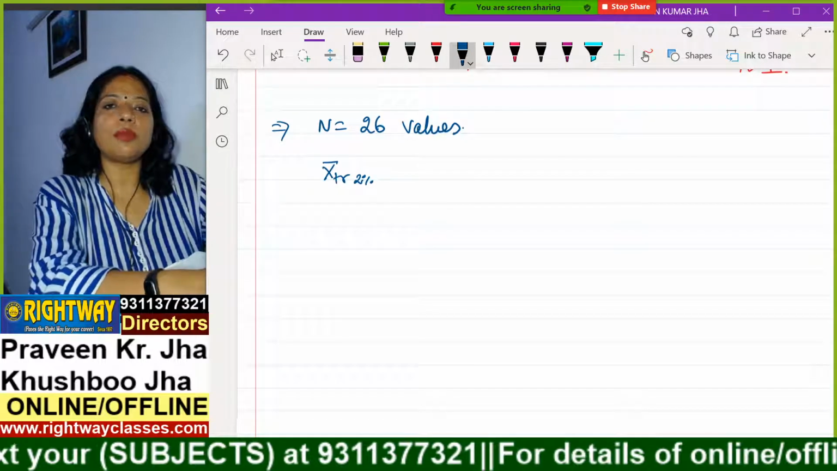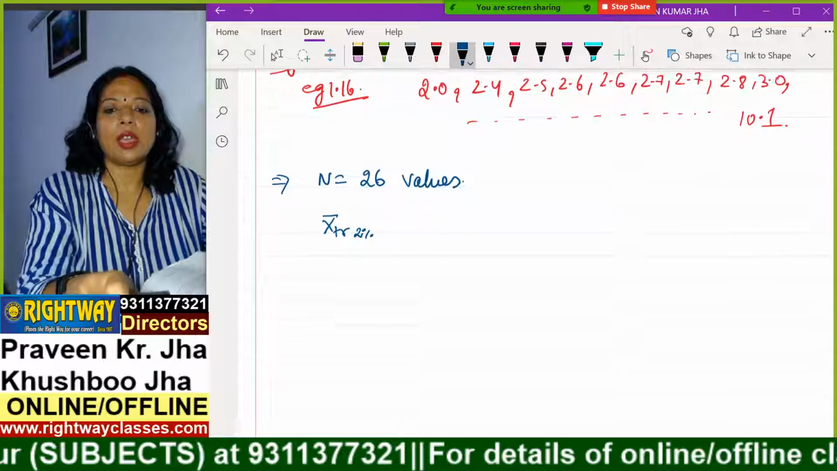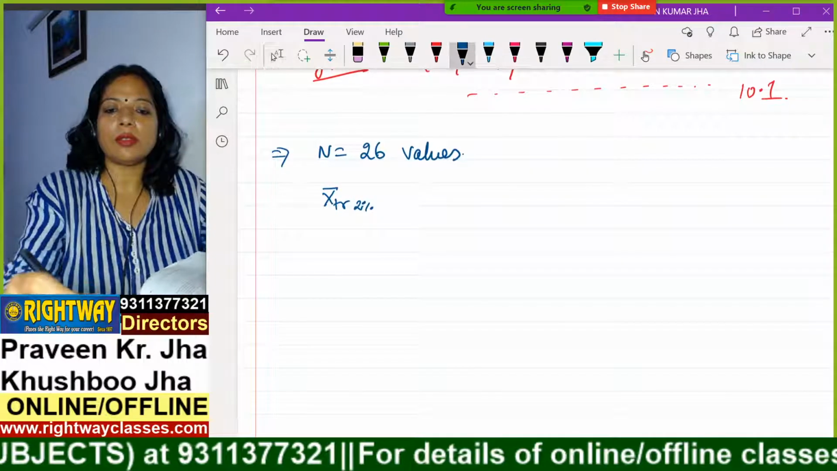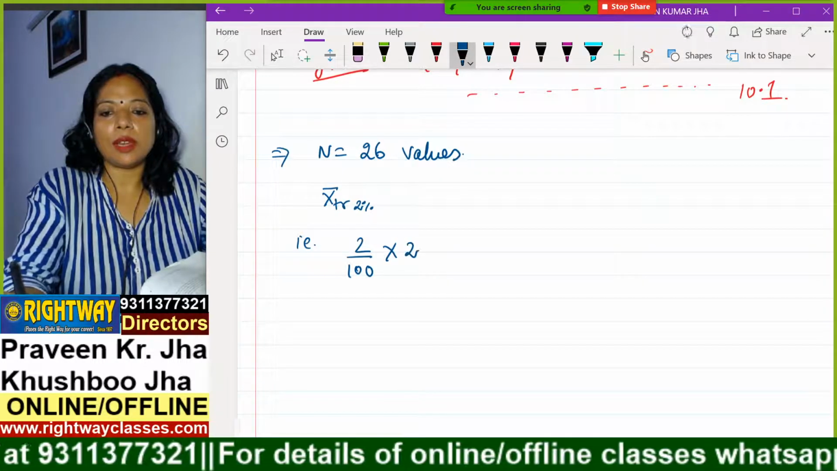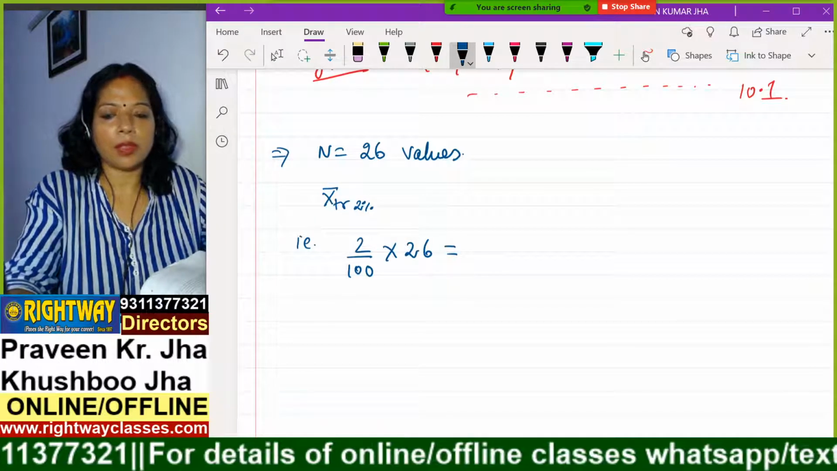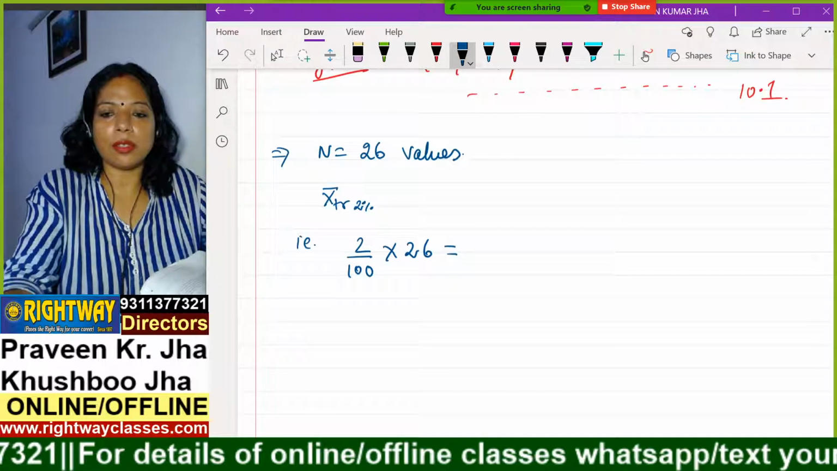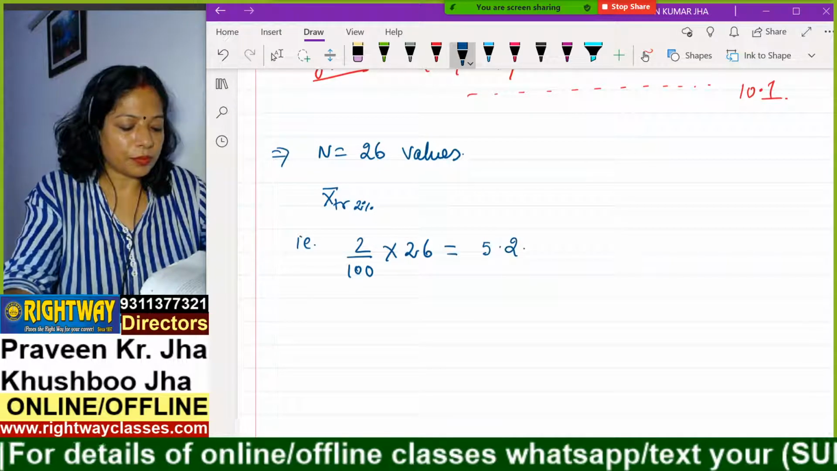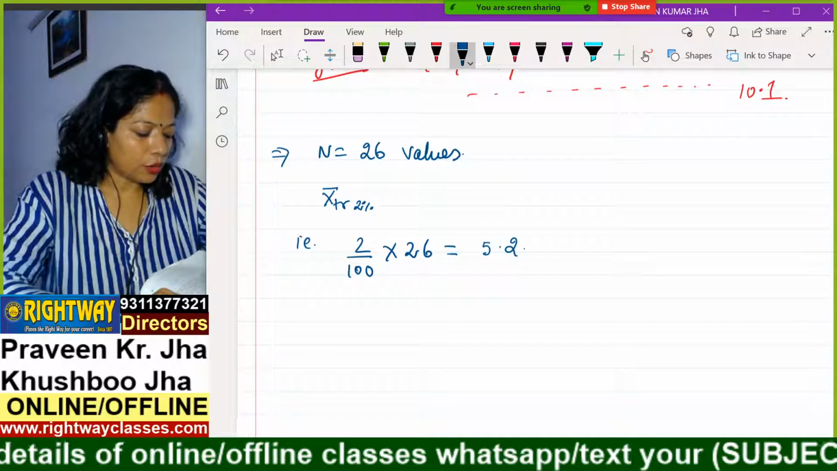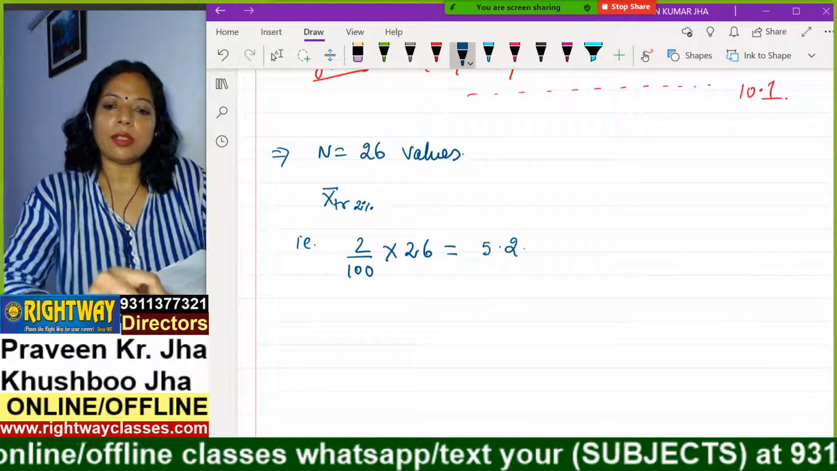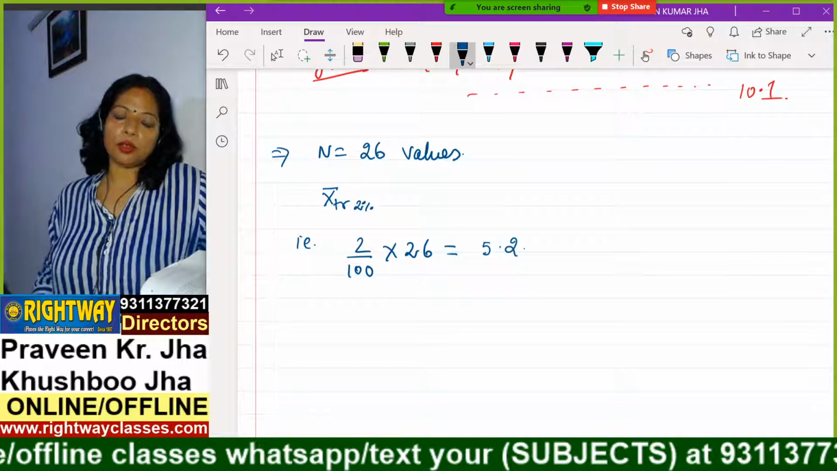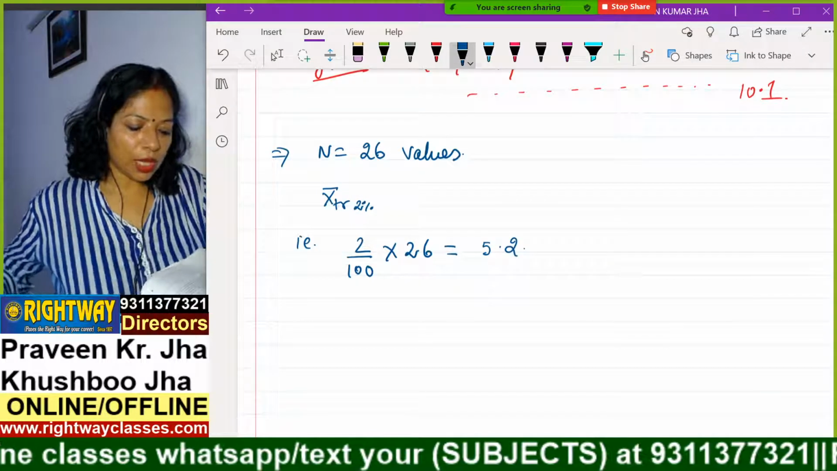This is the notation we are using, 2%. 2% means, 2% of 26 is how much? 5.2. 2% of 26 is how much? 0.26 into 2, that is 5.2.